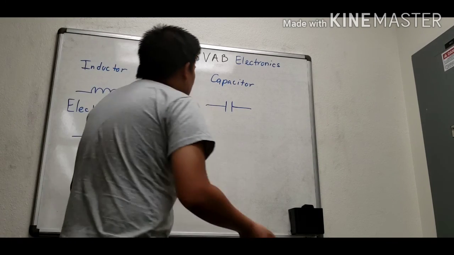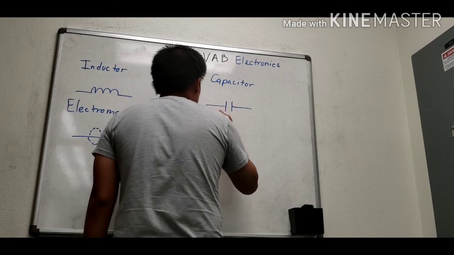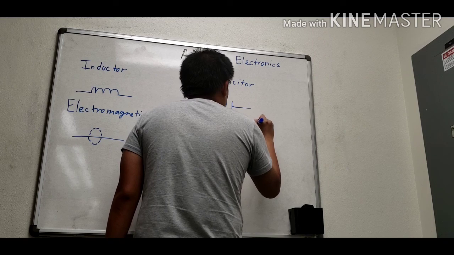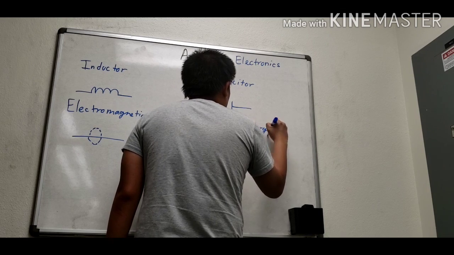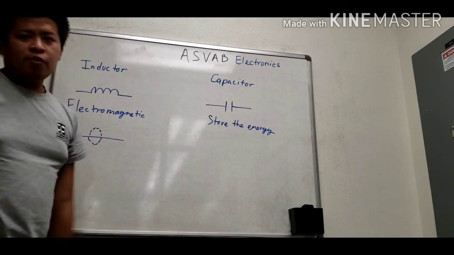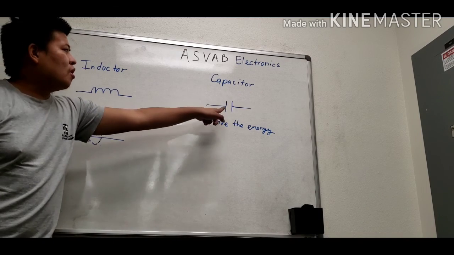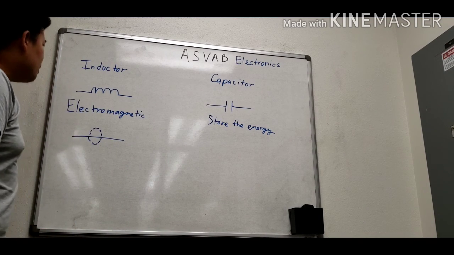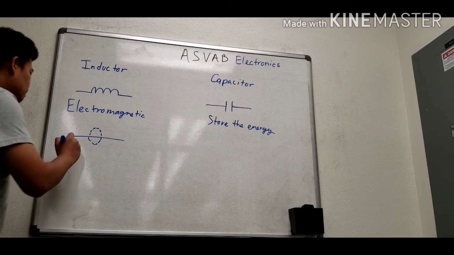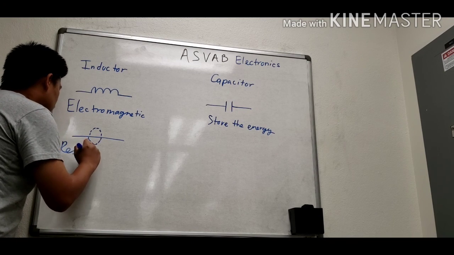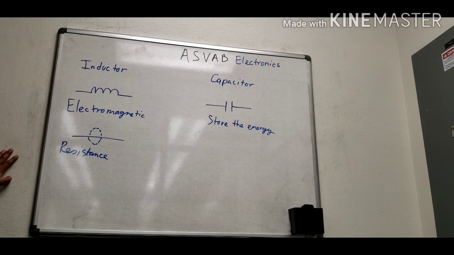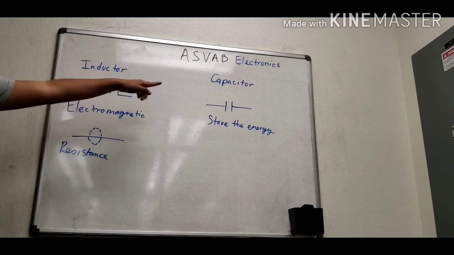This one, the capacitor, they use to store the energy, because when current goes through the capacitor, it still stores the energy inside the capacitor. The next one is about resistance. We have the formula for resistance for inductor and capacitor.